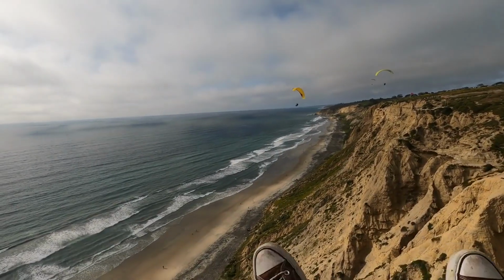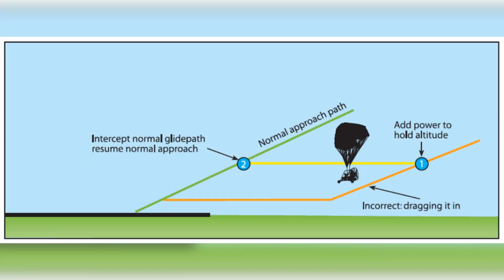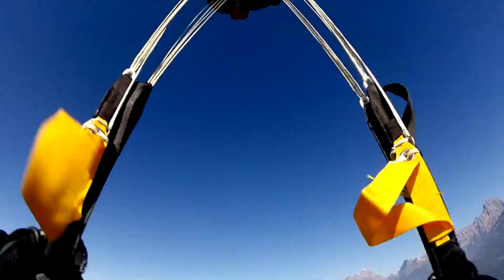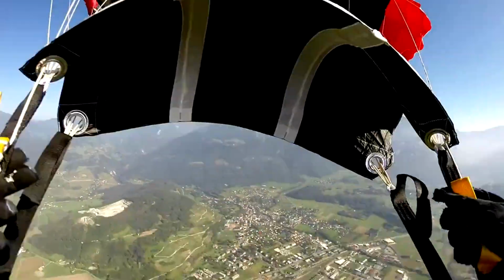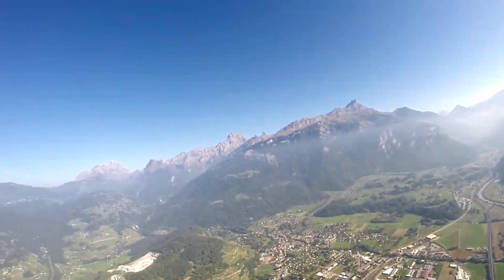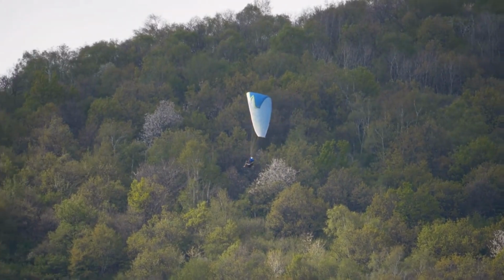Now, let's delve into faulty approaches and landings. Figure 11-11 illustrates the corrective methods for a low final approach. Imagine a scenario where insufficient power or misjudged wind velocity results in a powered parachute well below the proper final approach path. Power application becomes crucial to intercept the correct approach path.